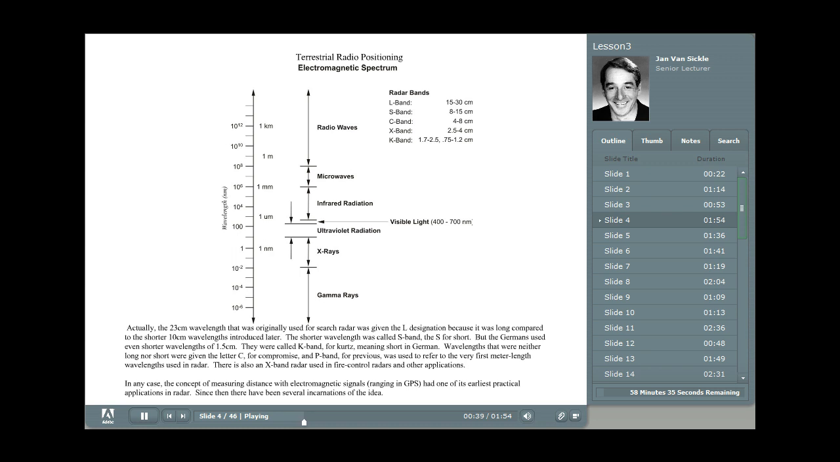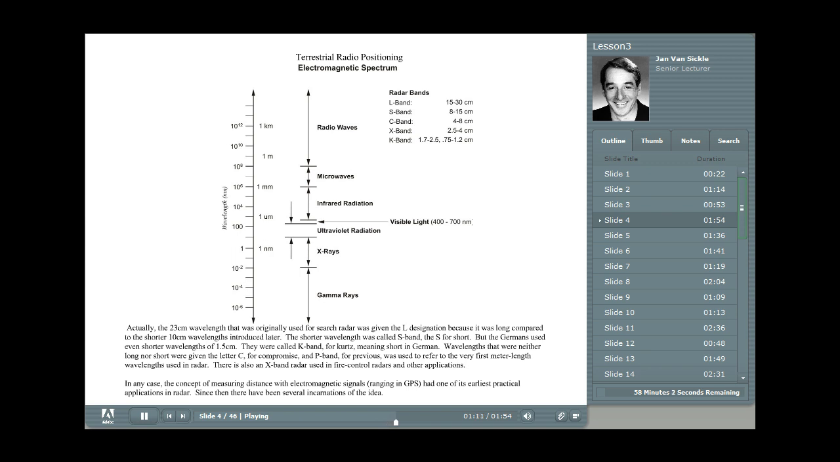Now the L band, as indicated here, is 15 to 30 centimeters. The S band, S for short, 8 to 15. Actually there was a much shorter one called the Kurz or K band that the Germans were using. Then there were those designated C-band and many others. But when we say L-band, we're referring to this identification system.